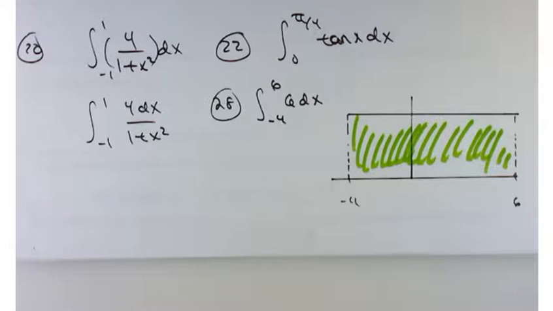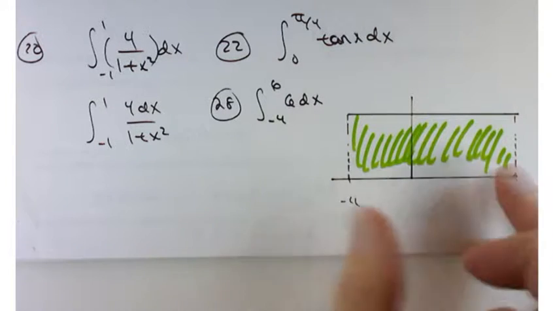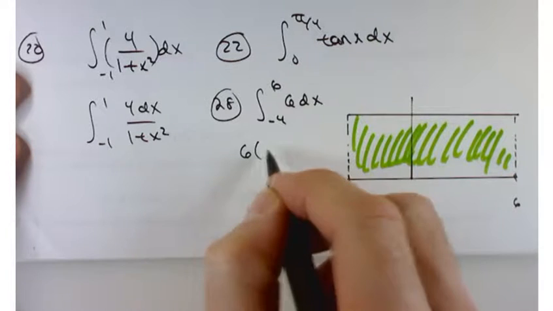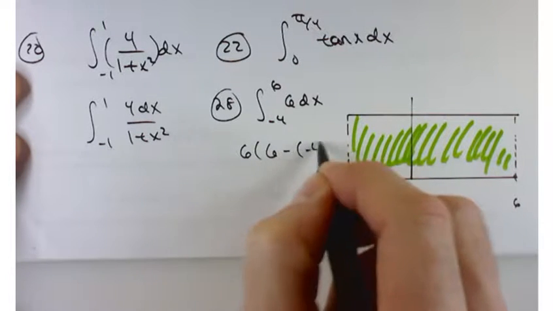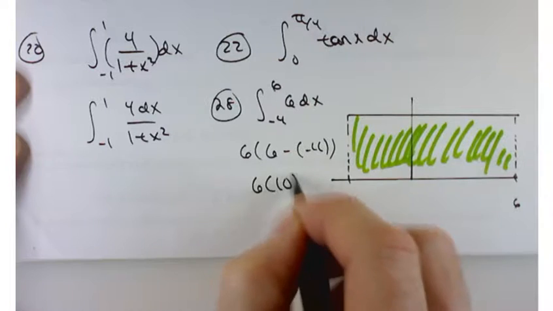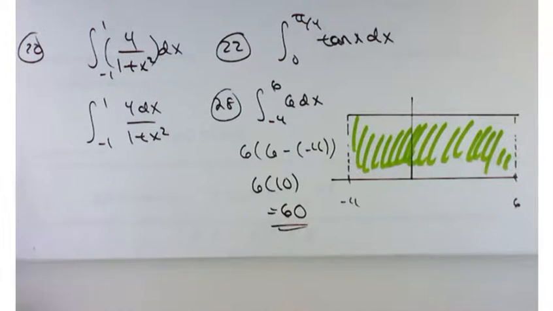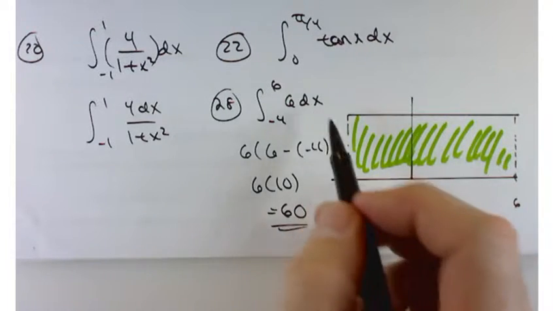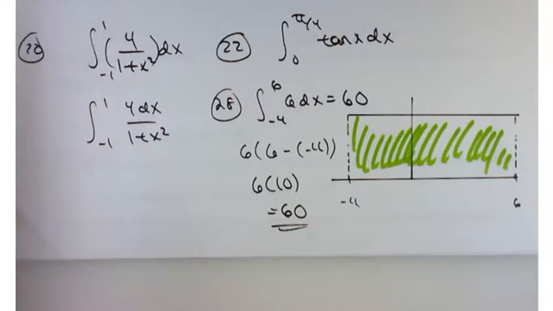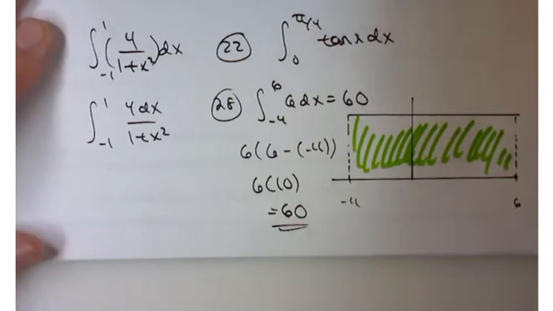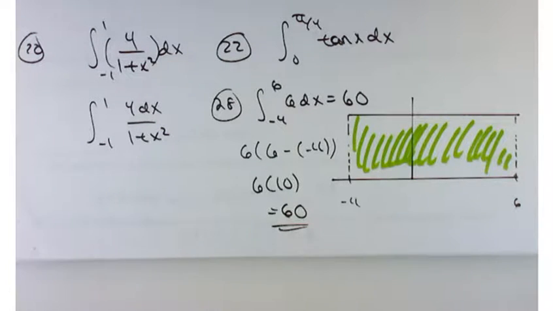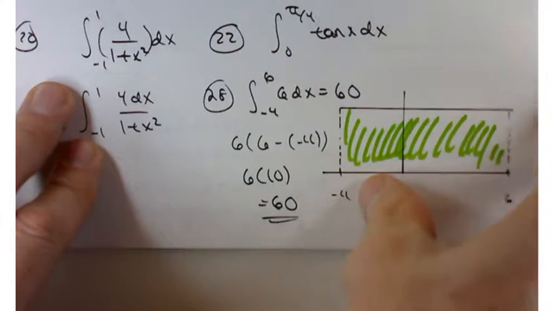60, right? It's the height here times the width. So 6 times 6 minus negative 4 is the width, or 6 times 10 is 60. Nice. So again, nice correspondence between the area and this integral. 60. Let's try another one like that. It's problem number 32.